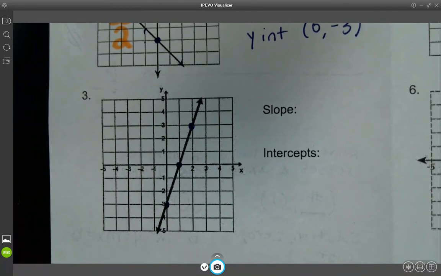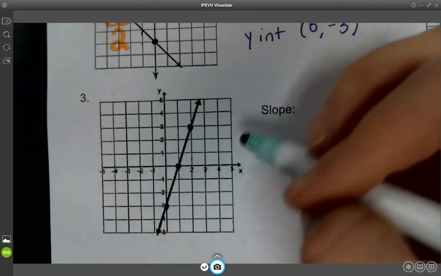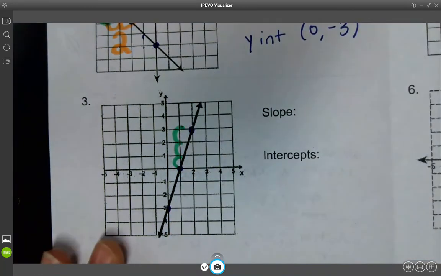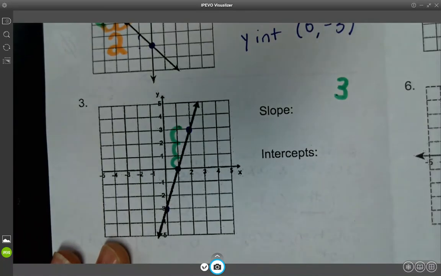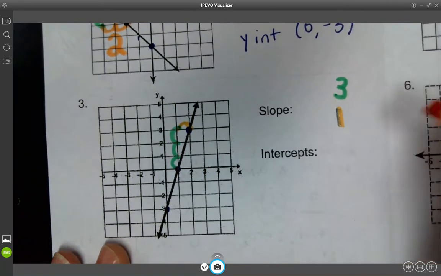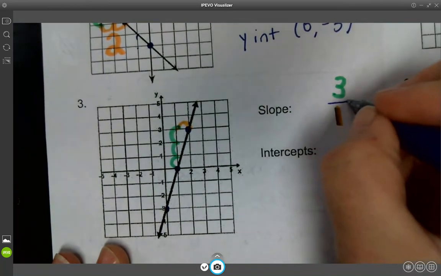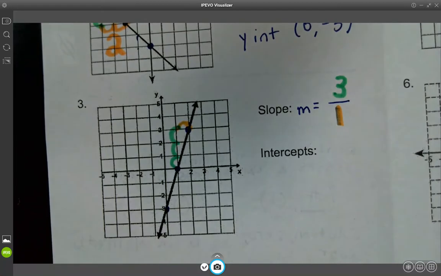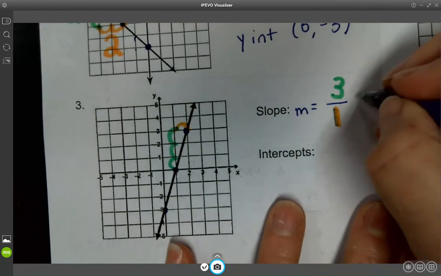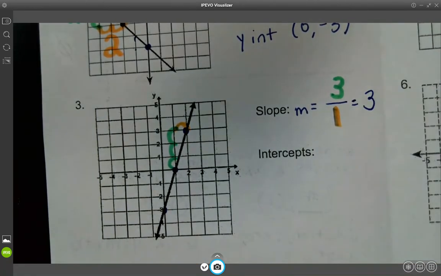So you just have to go in between any 2 points, so it doesn't matter. I'm getting my green to do my rise. I'm going to go from this one to this one. 1, 2, 3, and over 1. And it's going uphill, so it is positive. So 3 over 1 is just 3. We can leave it as 3. But we know that if we see a slope of 3, that really means rise 3, run 1.